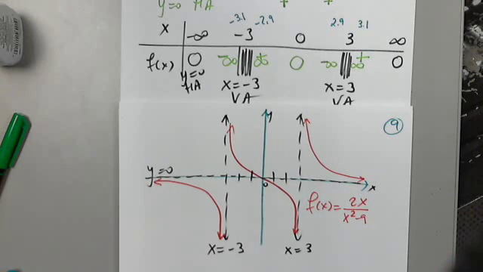Of course, you should always check with the graphing calculator after you graph it, just to make sure that there is no error. Always remember the rational function in the graphing calculator has to have parentheses around the top, parentheses around the bottom. Otherwise, the calculator will calculate something else. Okay.